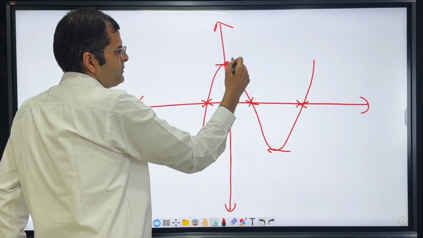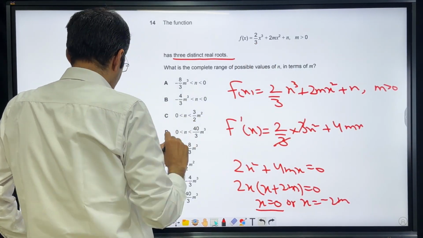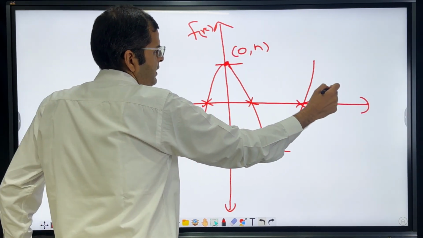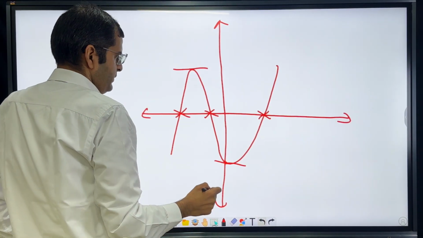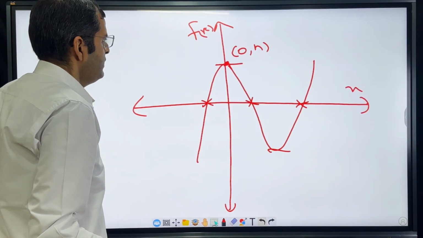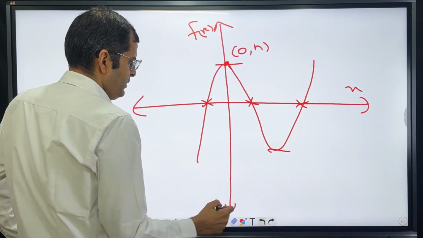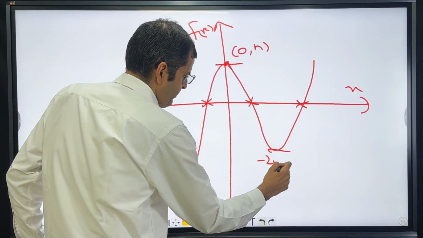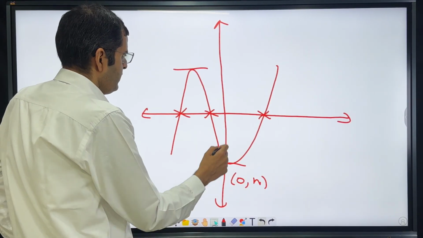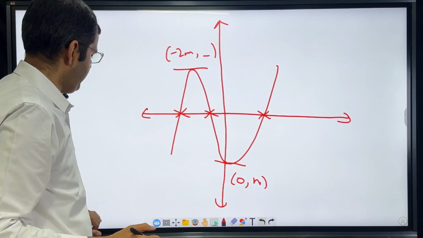So what is the coordinate of this point? If I put x is 0, y equal to n. f of x is n. This is f of x and this is x. Here x is 0 and it is n. Further, I know that the other point is x equal to minus 2m. So here x is minus 2m, and y will be something. Let me keep it blank for now.